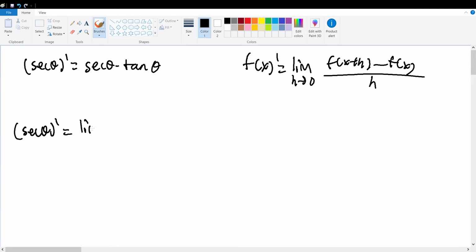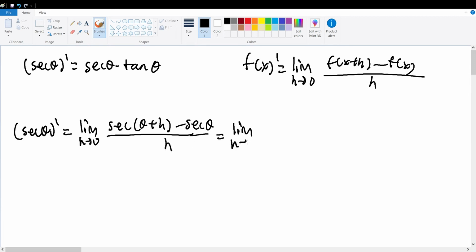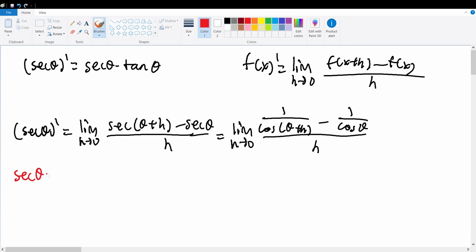So this is equal to the limit, as h goes to 0, of secant of theta plus h minus secant of theta divided by h. This can then be rewritten as the limit, as h goes to 0, of 1 over cosine of theta plus h minus 1 over cosine of theta divided by h. And the reason why I can do this is because the secant function is equal to 1 over the cosine function. Therefore, rewriting the secant of theta plus h as 1 over cosine of theta plus h and secant of theta as 1 over cosine of theta.